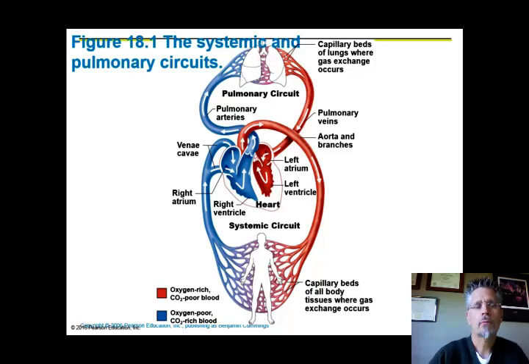So what we're going to find with this section is, of course, the heart itself is the main pump, the main driving force that is sending the blood around into these different circuits. These circuits are represented by what you see here on the screen. So we have what's called the pulmonary circuit, and then we also have the systemic circuit.